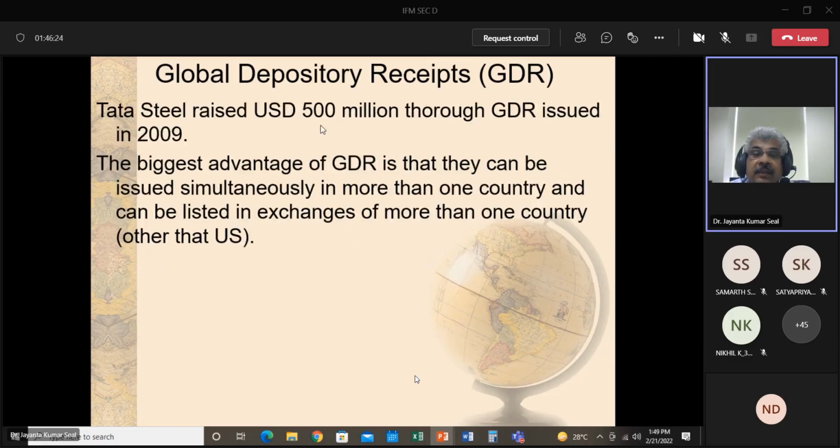Tata Steel raised $500 million through a GDR issued in 2009. So the biggest advantage of GDR is that they can be issued simultaneously in more than one country and can be listed on exchanges of more than one country other than the US.